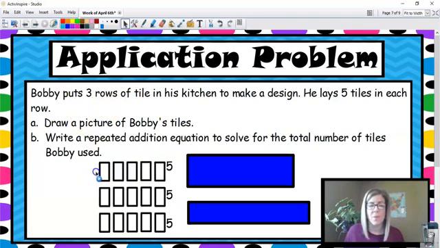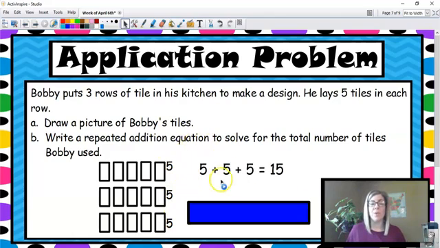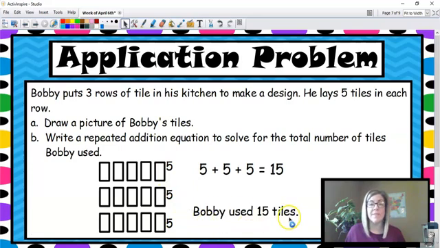So if we were to draw a picture, this is what Bobby's tiles would look like. 3 rows, 1 row, remember it's horizontal, another row, and your 3rd row. And in each row is 5 tiles because that's what our problem says. So 5 in this row, 5 in that row, 5 in the next row, and this is what it would look like if we wrote a repeated addition problem. 5 tiles plus 5 more tiles plus the last 5 tiles are 15. So 5, 10, 15. If we were to write a sentence, we would say Bobby used 15 tiles.